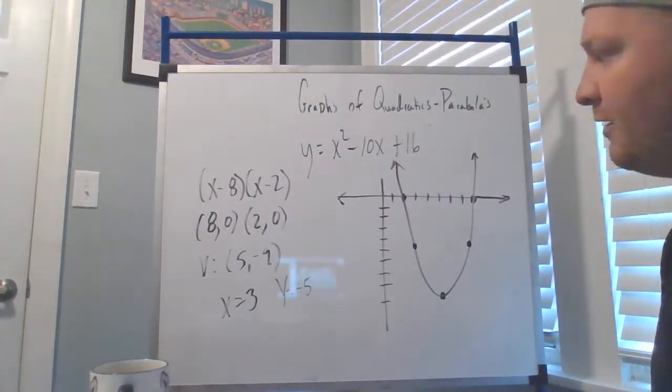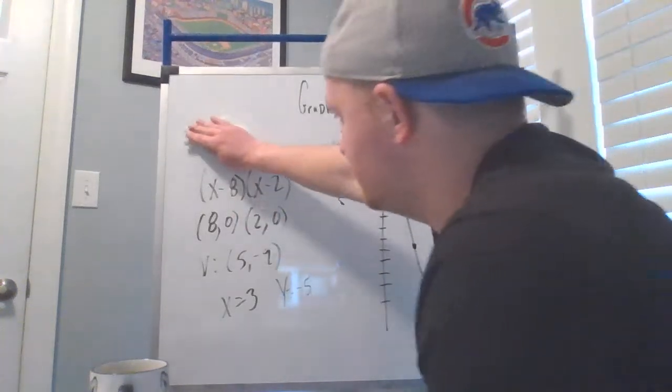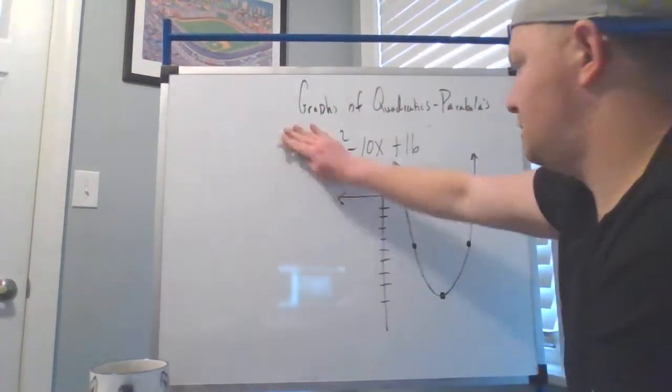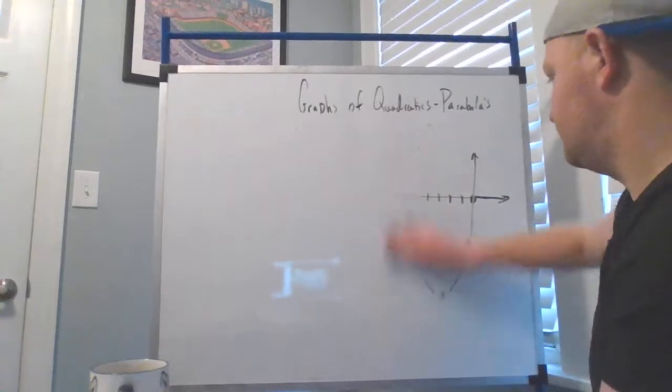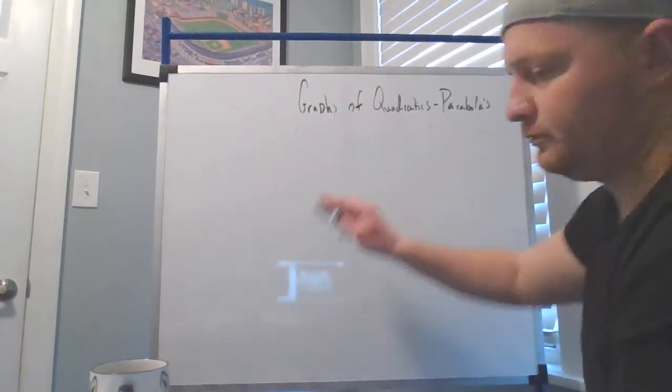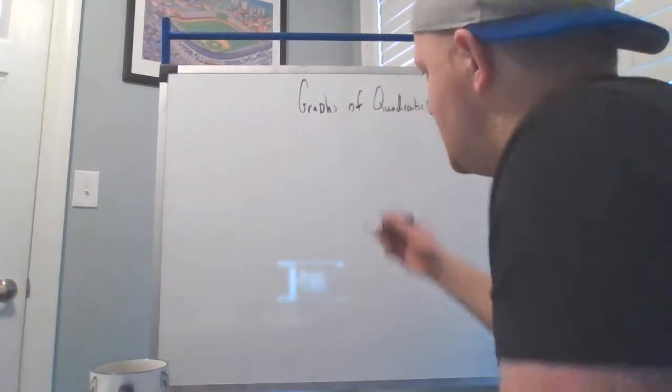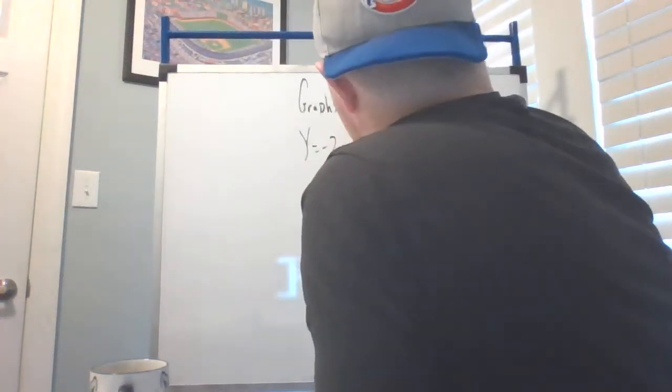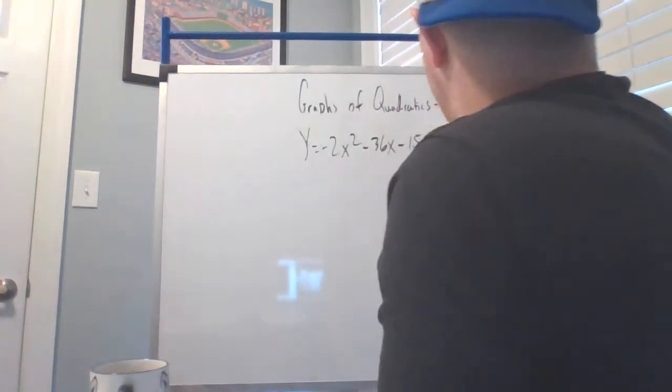Let's do this one now. Now it gets a little trickier. Okay. So, all right. So y equals negative 2x squared minus 36x minus 154.